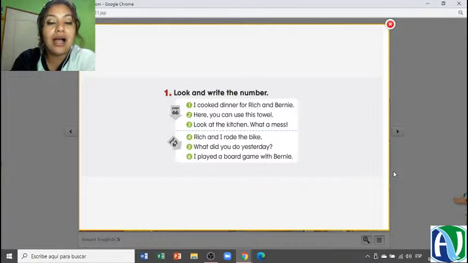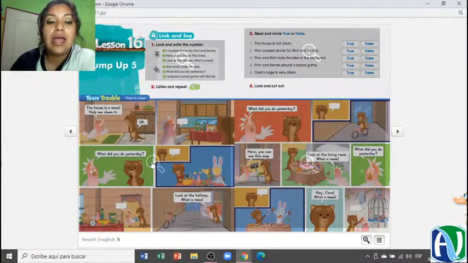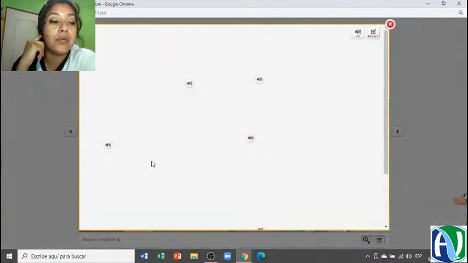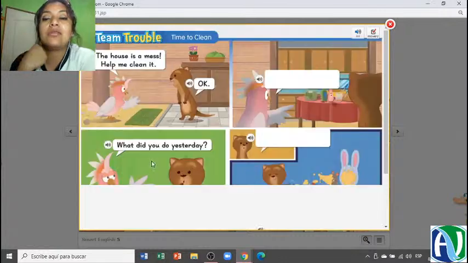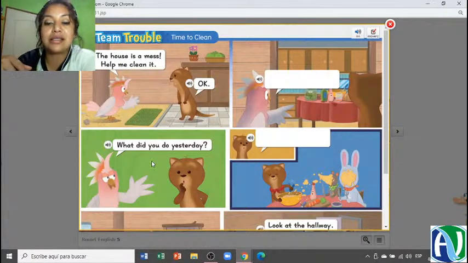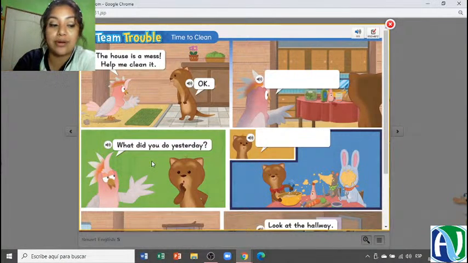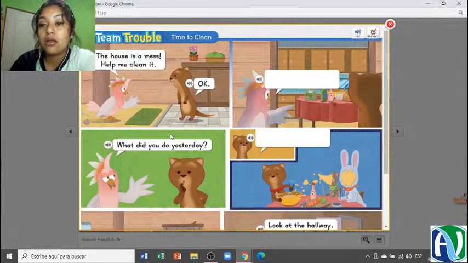Okay. Let's going to start. Vamos entonces a dar inicio. And you have to listen the conversation. And then you have to write in the blank spaces the number of the correct sentence, right? Let's go to start.